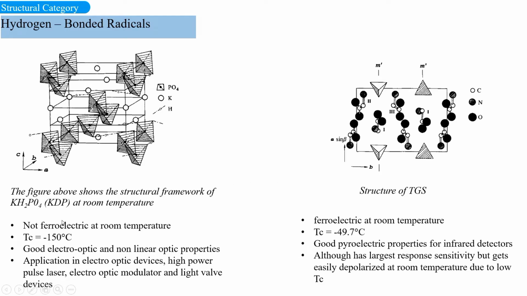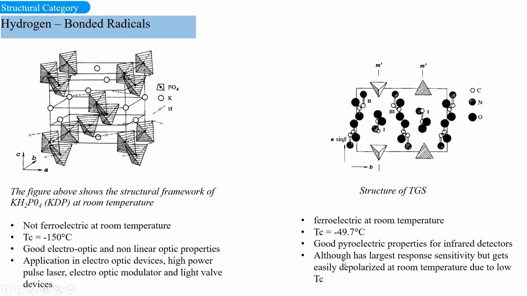For KDP, it is not ferroelectric at room temperature, but TGS is. KDP's Curie temperature is negative 150 degrees Celsius, and TGS is at negative 49.7 degrees Celsius. KDP has good electro-optic and non-linear optic properties, and TGS has good pyroelectric properties for infrared detectors. Usually KDP is applied in electro-optic devices, high power pulse lasers, electro-optic modulators, and light wave devices.